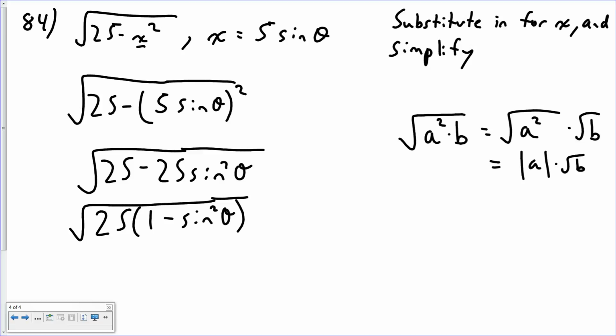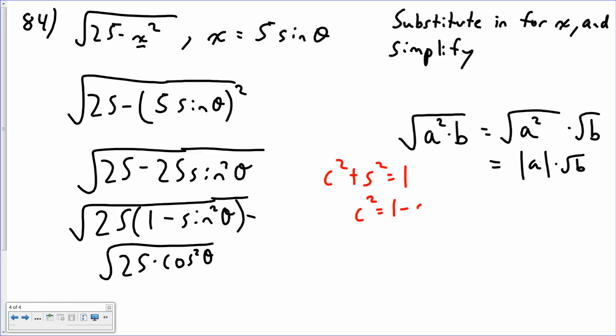Well, this problem is going to boil down to a pretty easy number here, which is going to be just 25 times cosine squared theta, because we just did a Pythagorean identity here. 1 minus sine squared theta equals cosine squared theta, right? If I did this in shorthand, it would be cosine squared plus sine squared equals 1. Well, if I subtracted sine squared from both sides, I would get this identity, and that's what I'm substituting in for that right there. Over and over, you're using that Pythagorean identity.